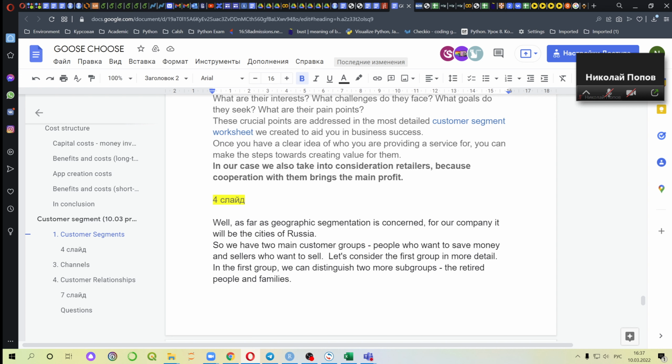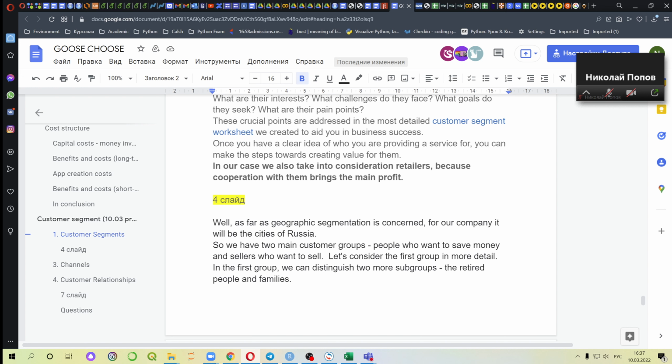So we have two main customer groups: people who want to save money and sellers who want to sell. Let's consider the first group in more detail. In the first group, we can distinguish two more subgroups: the retired people and families. So, retired people, we believe, are mainly aimed at saving money and effort. They often do not have a lot of money, and their ability to go around many stores in search of low prices. Their main pain might be the complex interface of the application, in which it is difficult to find something.